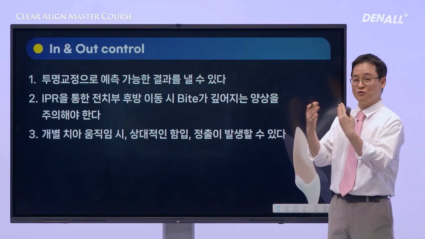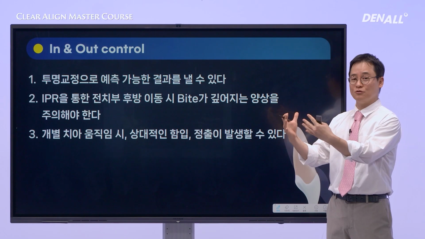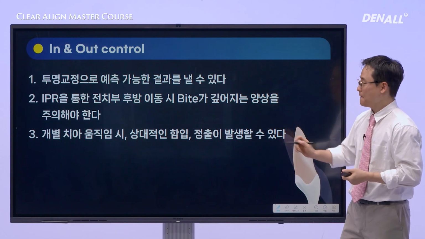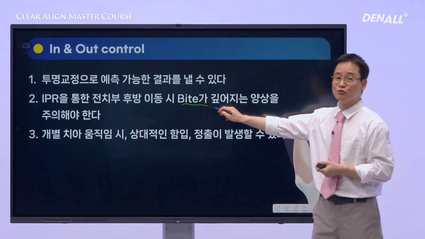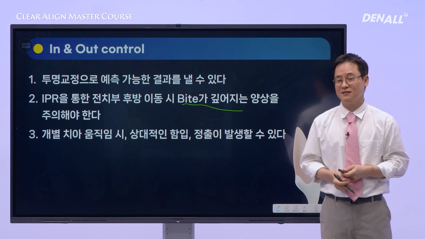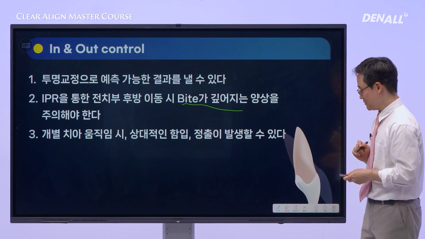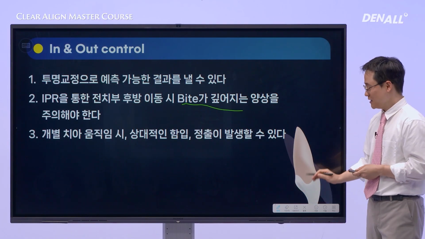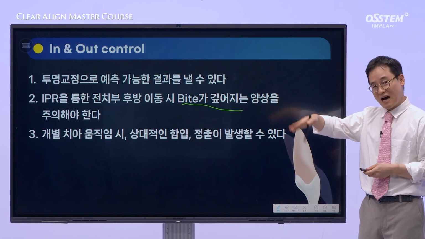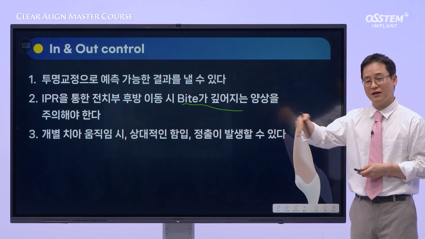If you push the anterior teeth backward just because in and out movement tends to be predictable, it may lead to a deep bite. This is something you definitely need to check. Now, when you look at each tooth individually, you'll notice that in and out movement not only causes anterior-posterior changes, but also leads to vertical changes.